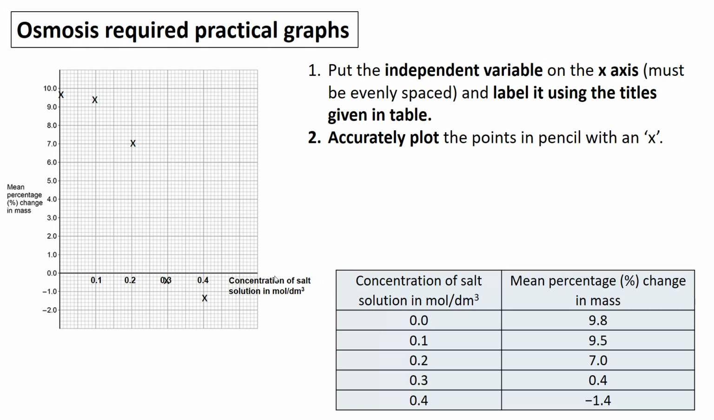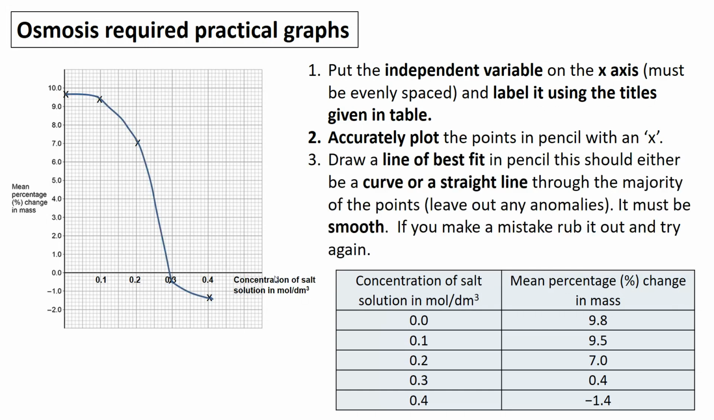Then you must accurately plot the points in pencil, and you use an X. The X marks the spot. Don't do any circles. Use a pencil just in case you make a mistake. And plot all those points accurately. That will be checked by examiners, so make sure you are checking that carefully as you do them.